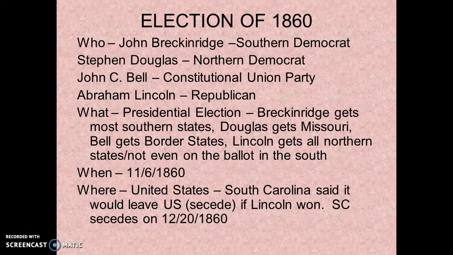But the main where for this one, that you should include in your chart, is that South Carolina said it would leave the United States. It would secede if Lincoln won. After Lincoln is elected in November, it's announced later that month, and then within just a few weeks, South Carolina secedes in December.